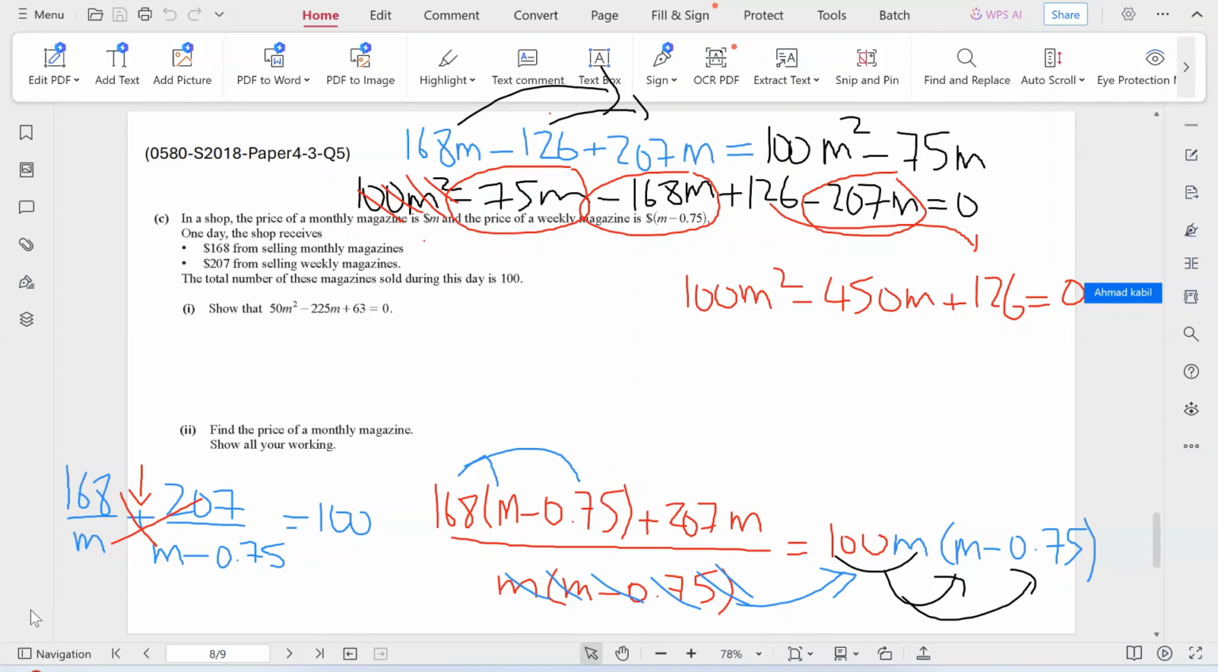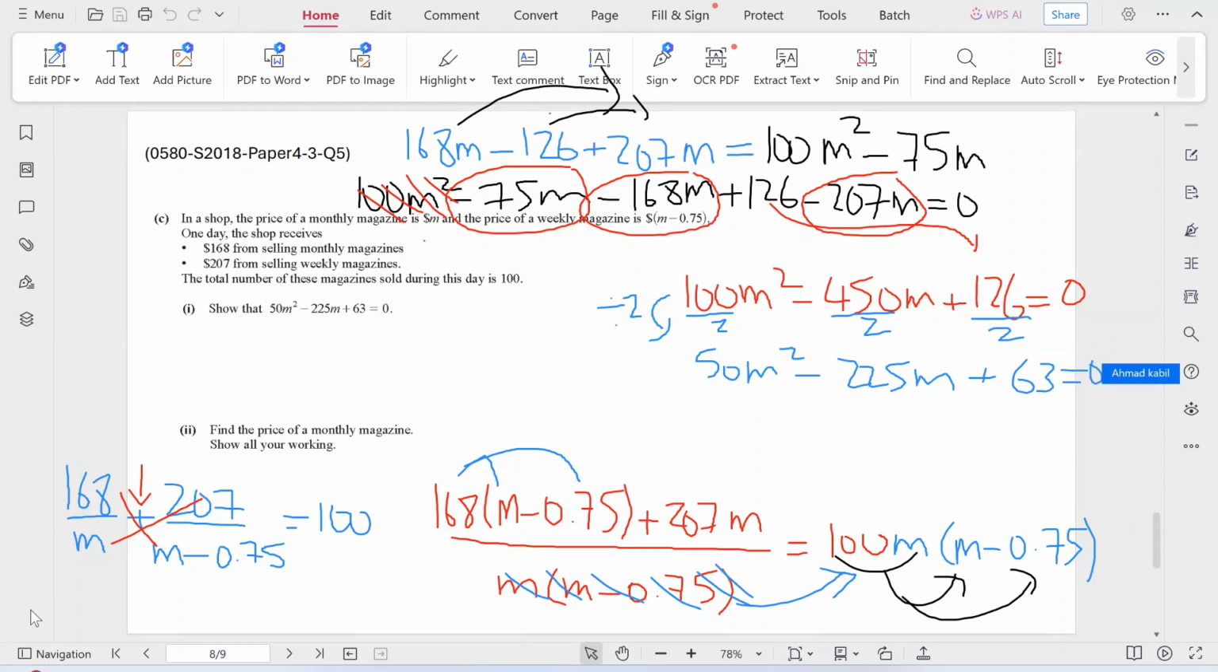This is not quite like what they wanted because they wanted 50 m squared. So how would you get 50 m squared? Simple, you just divide by 2. Of course, you have to divide everything by 2. So dividing each term by 2, you get 50 m squared, 450 divided by 2 gives us 225 m, and 126 divided by 2 gives us 63 equals to 0. So we got the correct equation, thankfully, and we are done with question I.